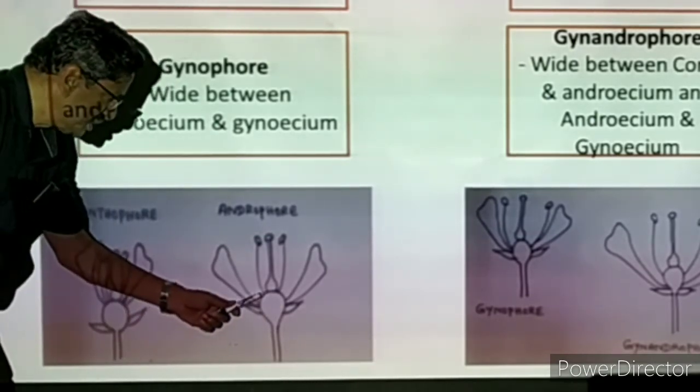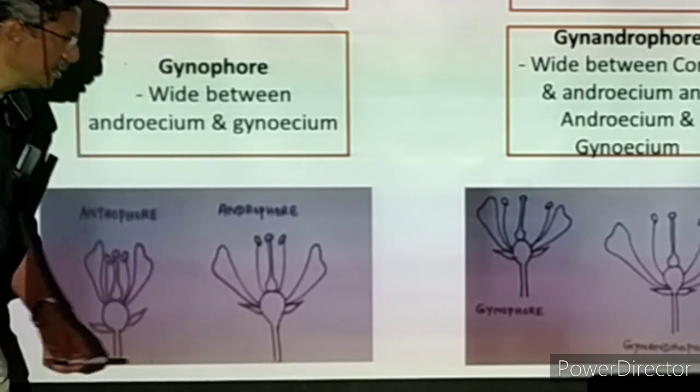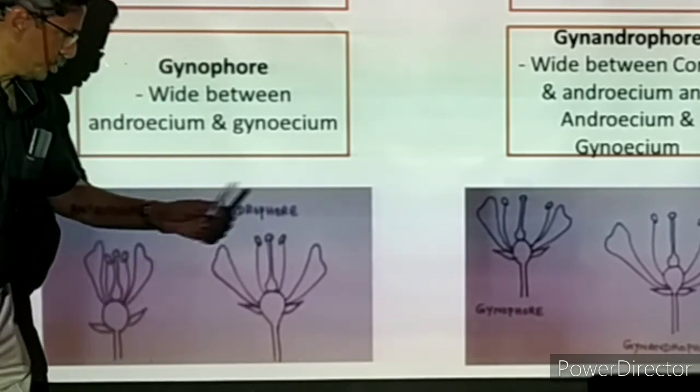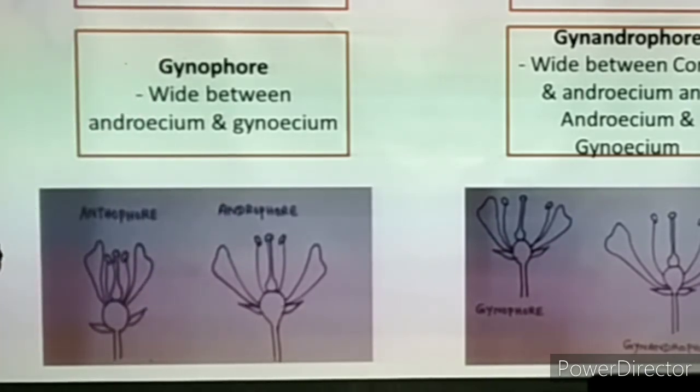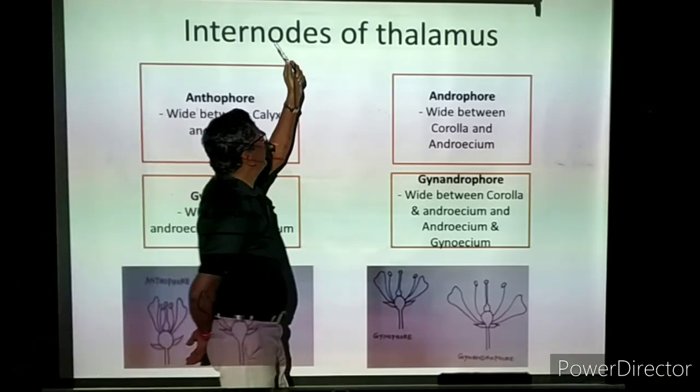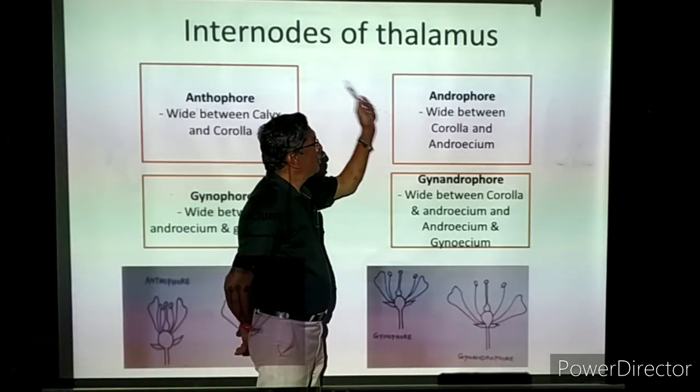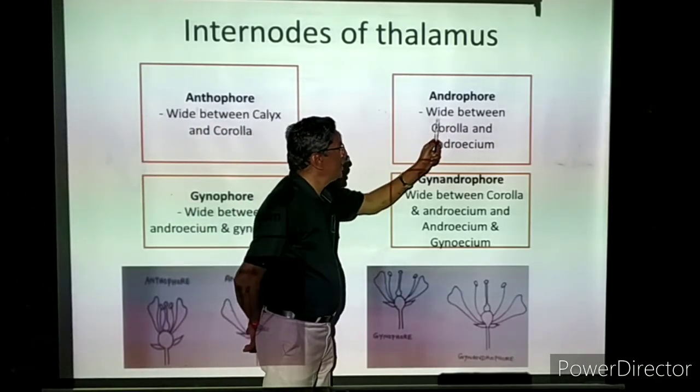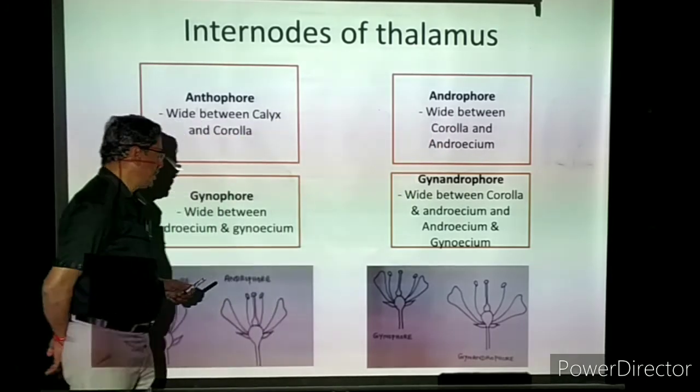Now this is the gap. Here also, on this side, a gap. So that is called androphore. That condition is called what? Androphore. That is, the internode is wide between corolla and androecium.